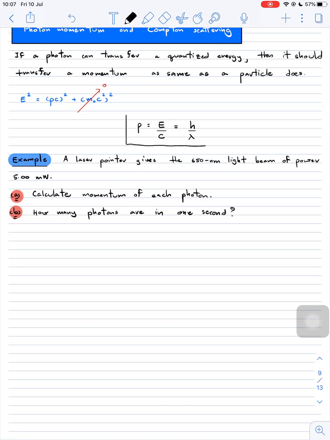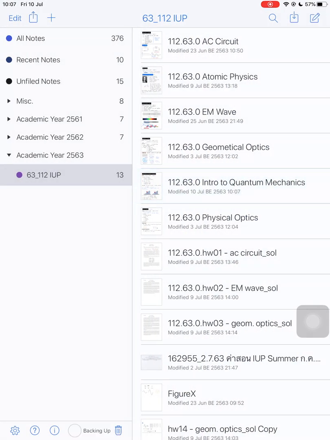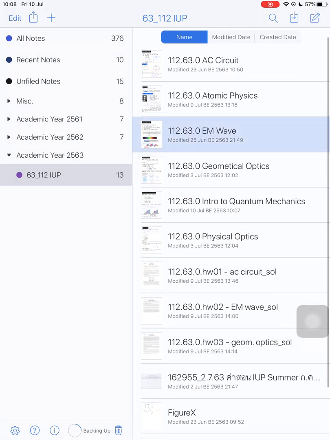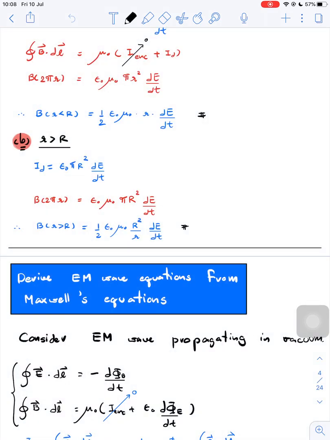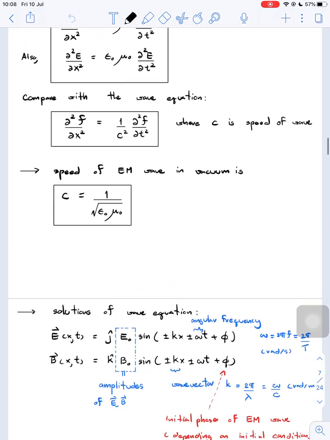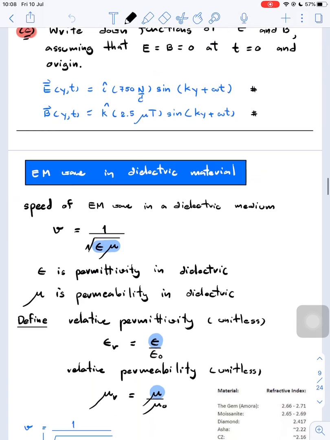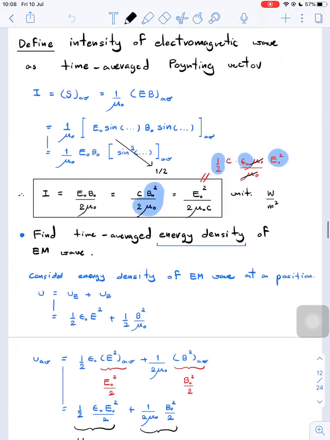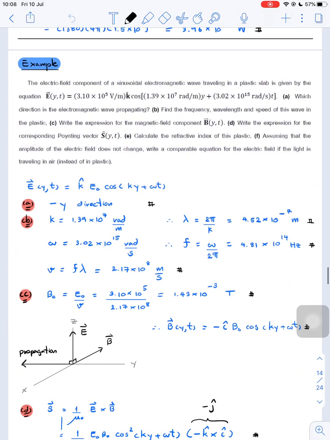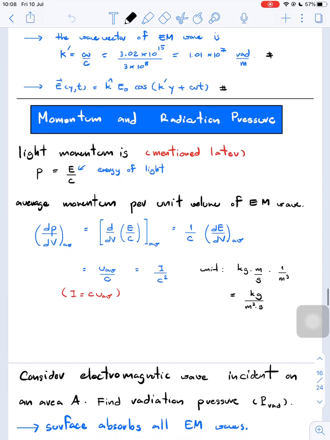Actually, you have seen these equations already in the EM wave topic, where I said P equals E over c. We have seen this one already from this chapter.